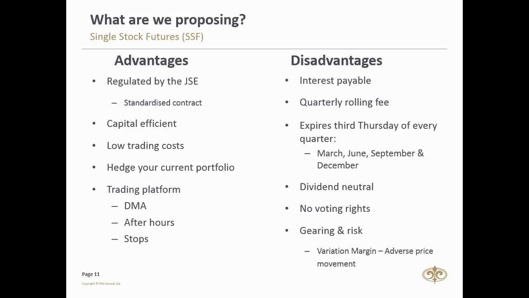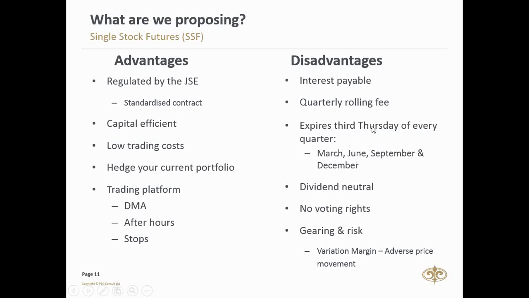So the interest rate with single stock futures is lower than compared to CFDs. There's only one other additional cost when it comes to single stock futures. They have a life. They trade over about 90 days, so there's a quarterly rolling fee, 0.25% of your exposure per security. So as I say, they do have a life in the sense that the third Thursday of every month, like next week Thursday, we'll be rolling over the March contract into the June contract.